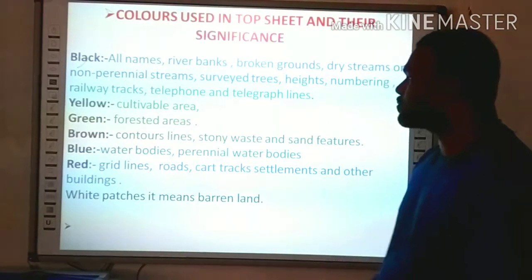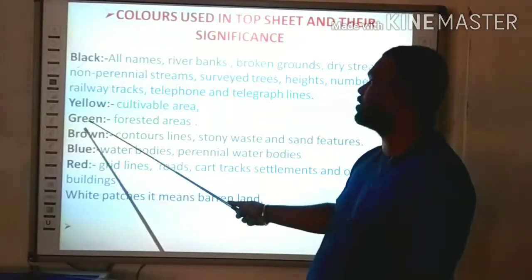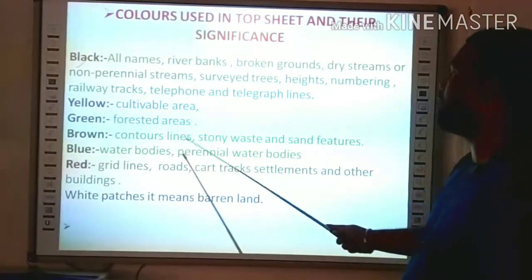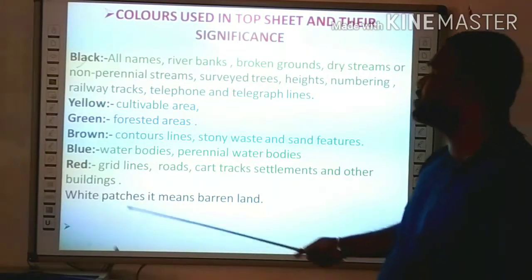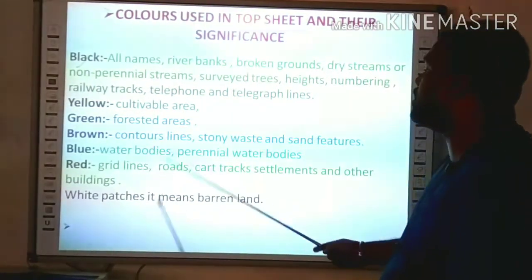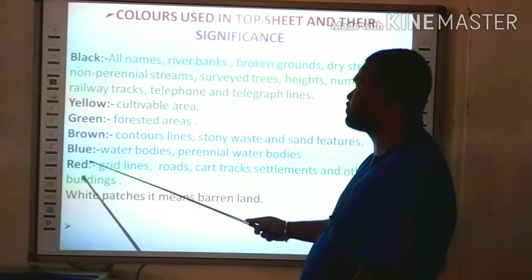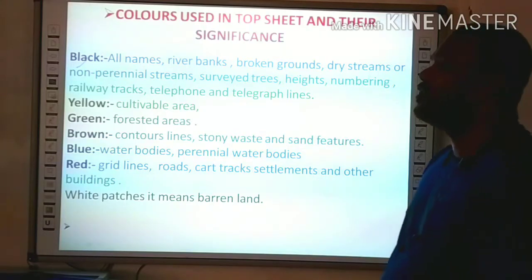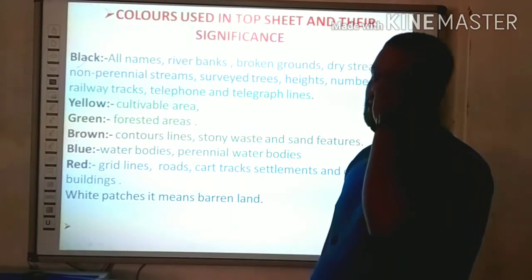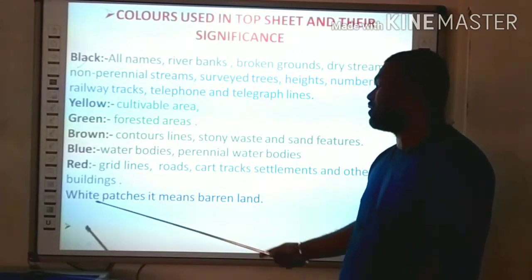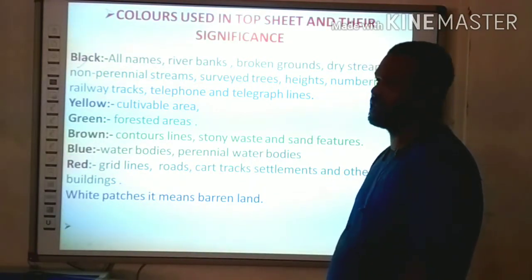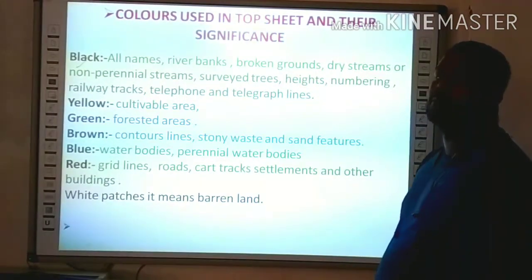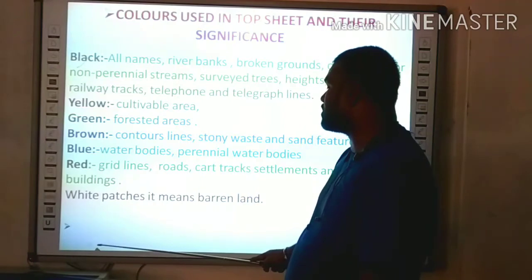Now yellow is used for cultivated areas. Green is used in forested areas. Brown is used for contour lines, stony waste and sand features. Blue is used for water bodies, especially the perennial water bodies. Red is used for grid lines, road, cart track, settlements and other buildings. Now in some maps you will find white patches. What are these white patches? White patches mean barren land. So these are some of the colors you find in your topo sheet.